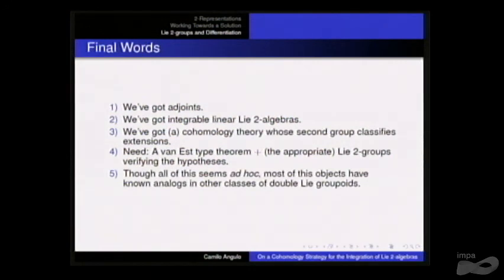So although all of this may seem rather ad hoc, because I was using all the time the language of crossed modules, it is not. Most of these structures, with the remarkable exception of the adjoint representation, naturally, can be extended for rather general classes of double Lie groupoids. And so once I finish up with this program here, I'm hoping to get an integration result for some other class of double Lie groupoid. And that's it.